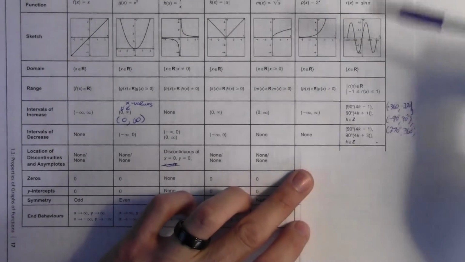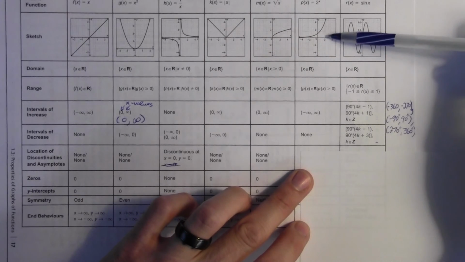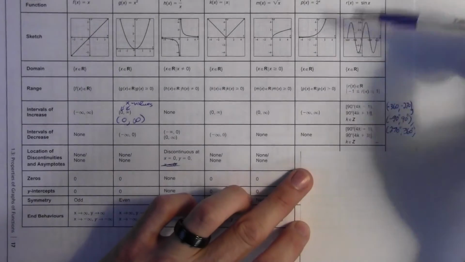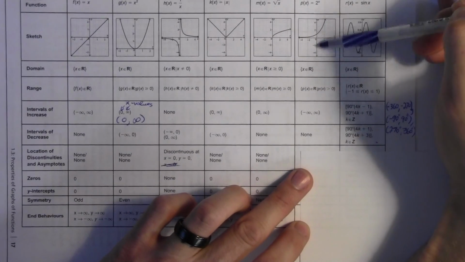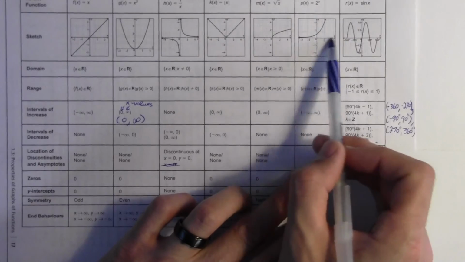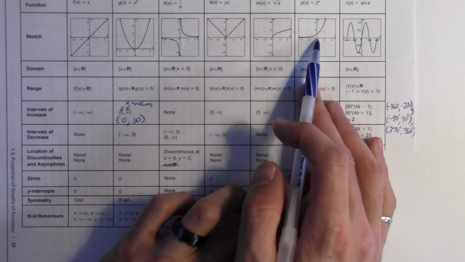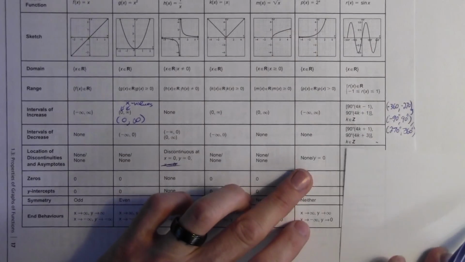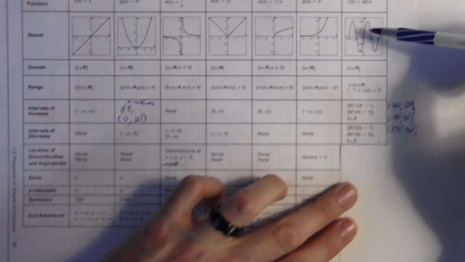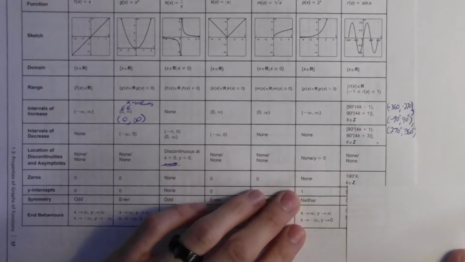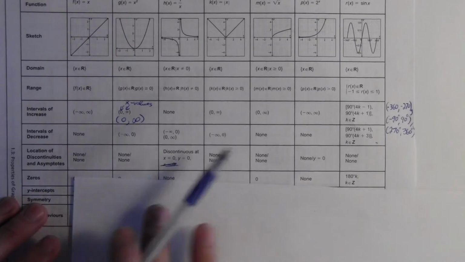So this one here, any discontinuities or asymptotes? Philip. X equals 0 is this line here. Good. Y equals 0 is this line. So there's a horizontal asymptote. So there's no discontinuities, but there is a horizontal asymptote. Okay, and last one, Tatoni. Any discontinuities or asymptotes? No, there's none. Good.